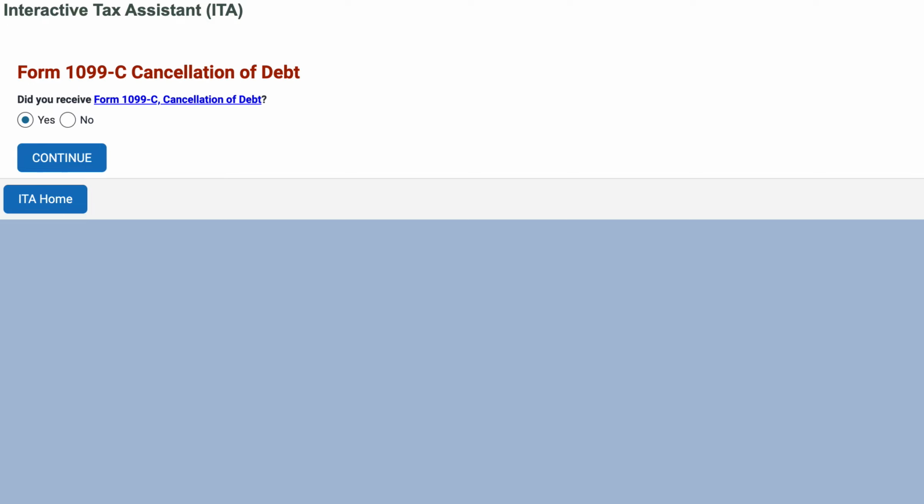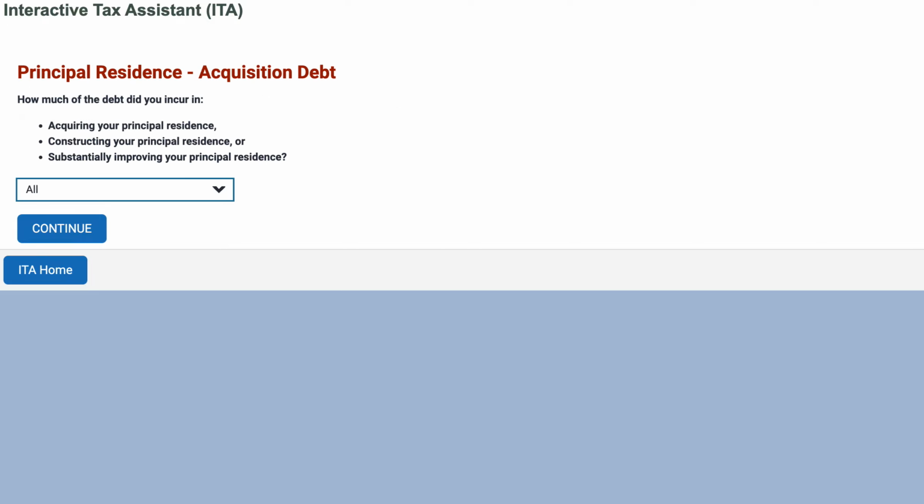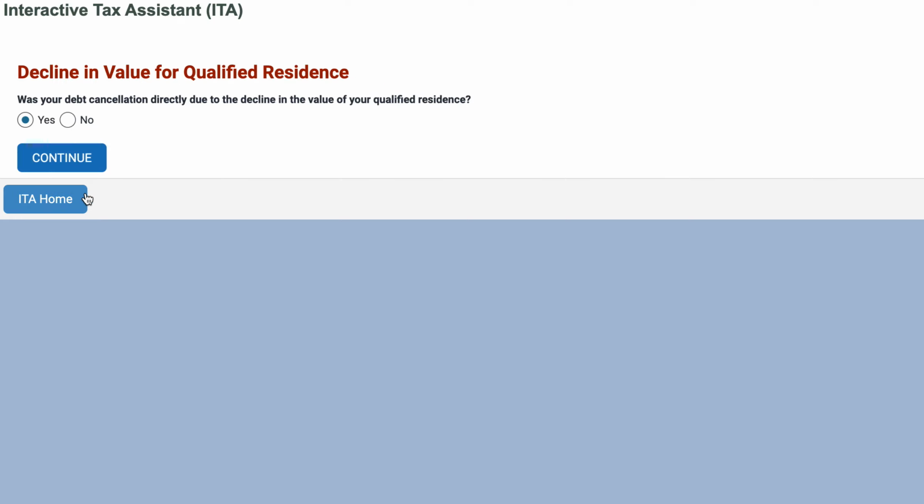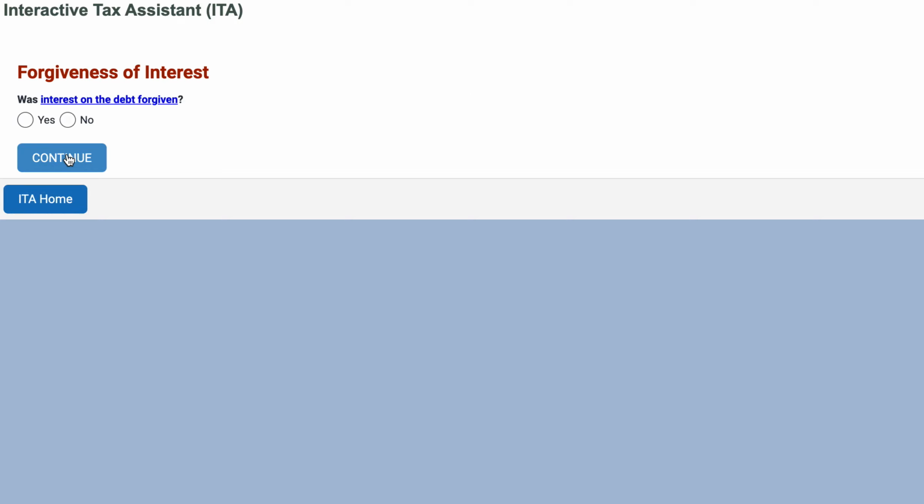So let's go back and let's change this answer to part. So how much of your debt was not spent? Let's just say that you had a home equity line and you refinanced, you took out $20,000 to pay off credit card bills. Other than that, all answers remain the same.